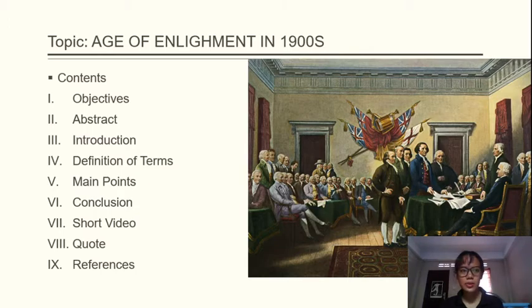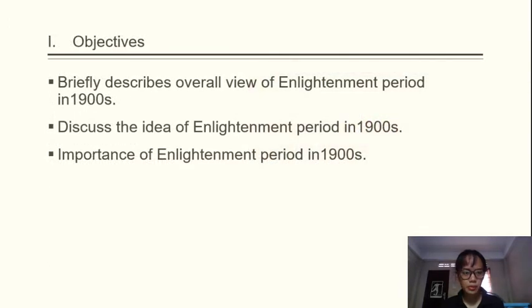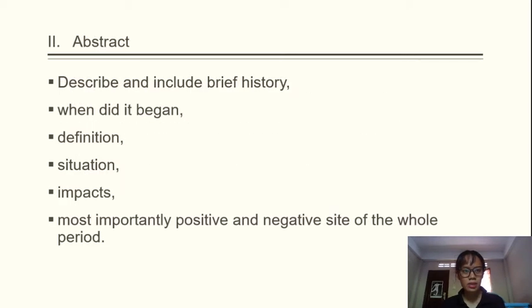So now let's move to the objective. There are three objectives for this presentation. First, briefly describe the overall view of the Enlightenment period in the 19th century. The second, discuss the ideas of the Enlightenment period in the 19th century. And the last one is the importance of the Enlightenment period in the 19th century.